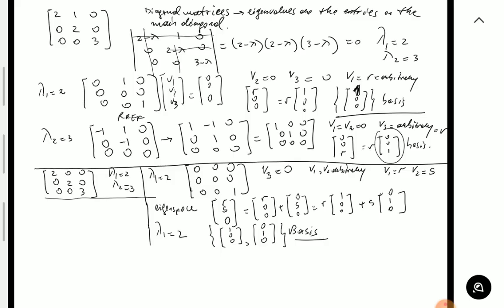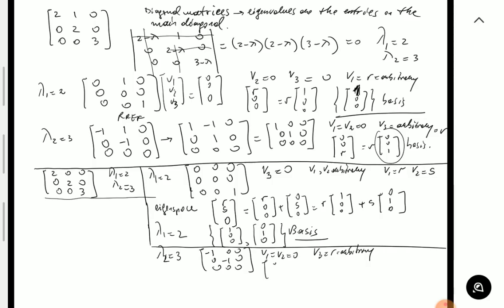So I think for lambda 3 we still have dimension 1, right? So let's do this one as well. Lambda 2 equals 3. In this case, if I subtract 3 from the main diagonal, I get minus 1, 0, 0, 0, minus 1, 0, and then 0, 0, 0. Again, in the reduced echelon form, we notice you have two pivots. So v1, v2 equal 0, because the first two columns are the pivot columns, and v3 is arbitrary. So again, the typical eigenvector will be 0, 0, r, which you can write as a linear combination of 0, 0, 1. So that's the basis of the eigenspace.